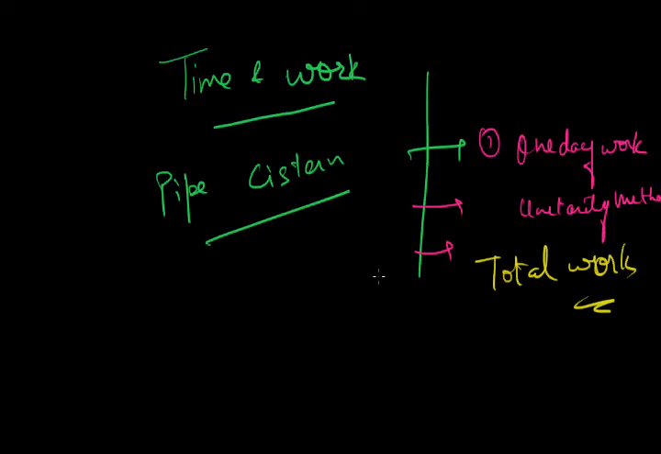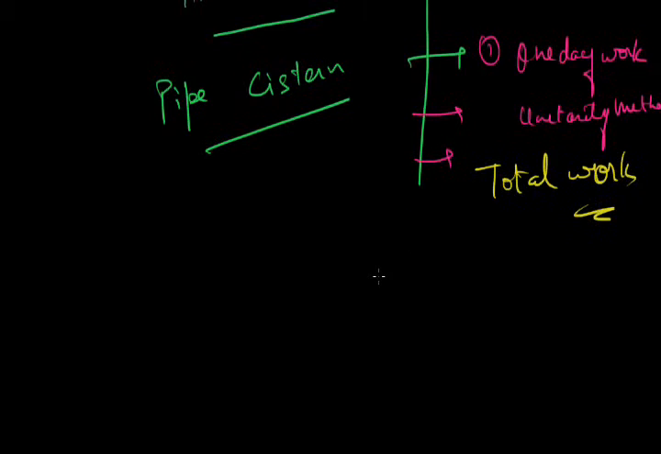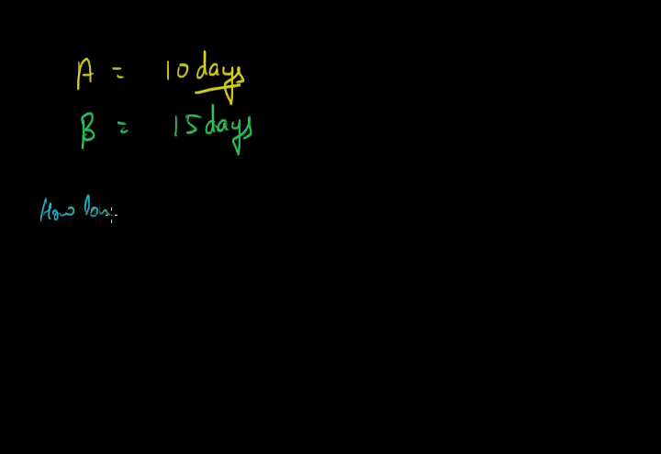Both methods are essential. According to the problem and its conditions, use whichever method suits us at that time. For example, let's take this example. A can do a piece of work in 10 days. B can do a piece of work in 15 days. Now calculate how long it will take A plus B to do the work.